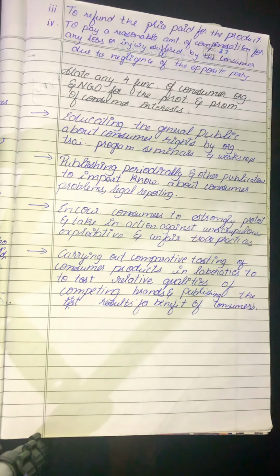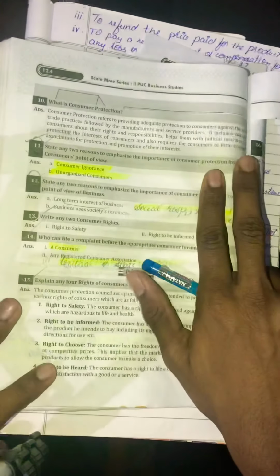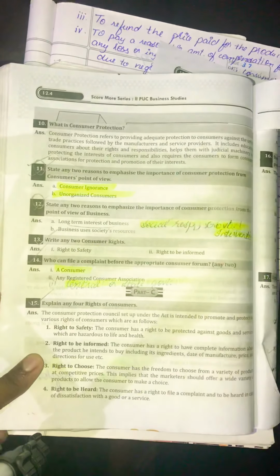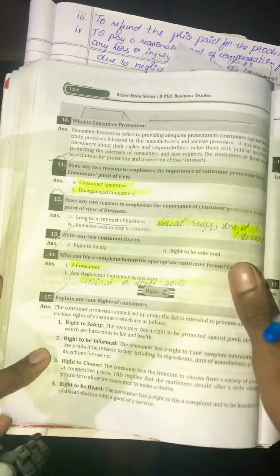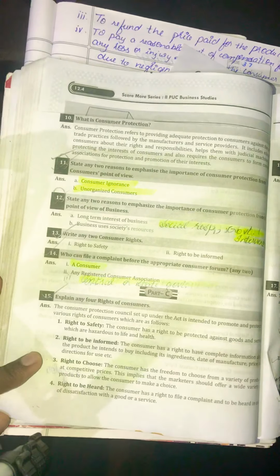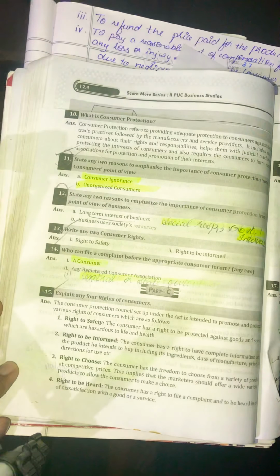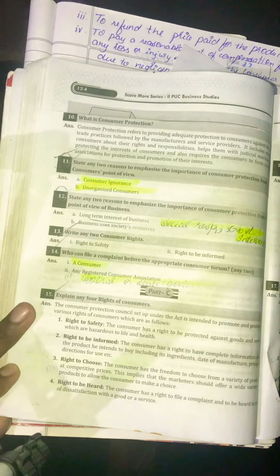Okay, and the next important questions which we'll be discussing here are basically for your 2 markers. Consumer protection, we discussed at the start of this chapter. That's the reason whenever you're studying business, go to the 4 markers, then go back to the 2 markers or 1 markers. You will be able to connect it fast.